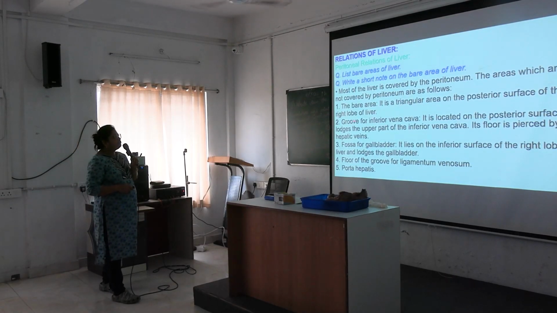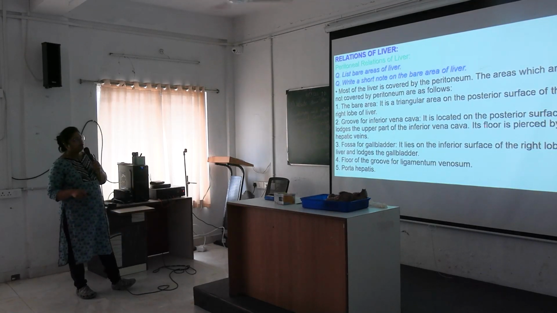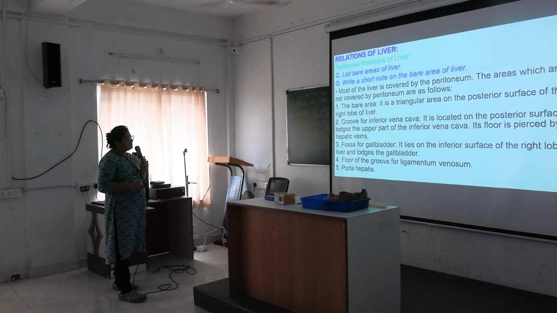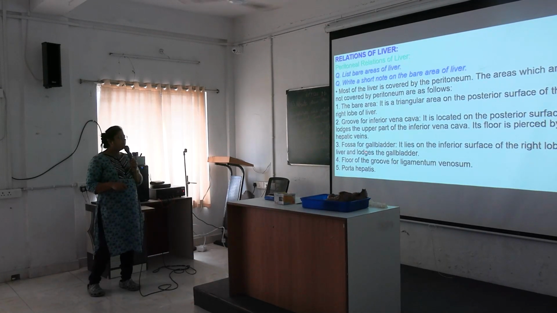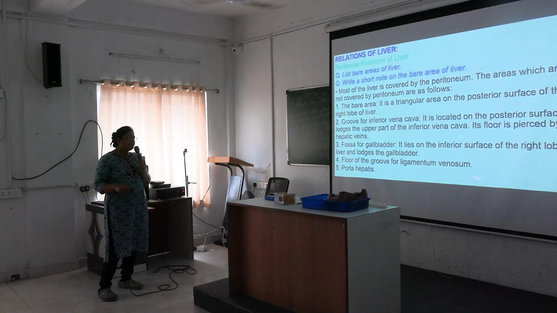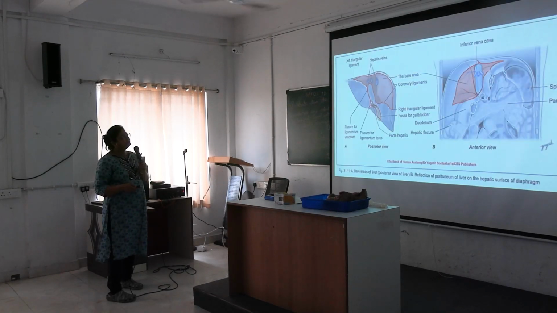Others are the groove for IVC, located on the posterior surface, which lodges the upper part of the IVC; its floor is pierced by hepatic veins. Next is the fossa for gallbladder, which lies on the inferior surface of the right lobe of the liver and lodges the gallbladder. And the floor of the fissure for ligamentum venosum and the porta hepatis. All these are bare areas.